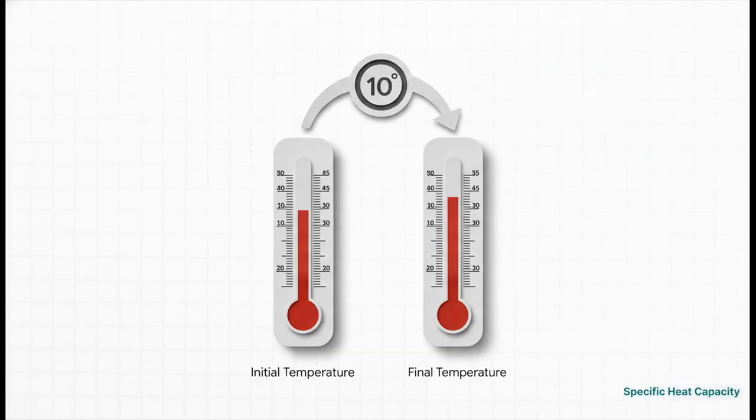Step 2 is the easy one. We just need to find the change in temperature, our good friend delta T. It's simply the final temperature minus the initial temperature. So for our example, that's a nice clean 10 degrees Celsius rise.